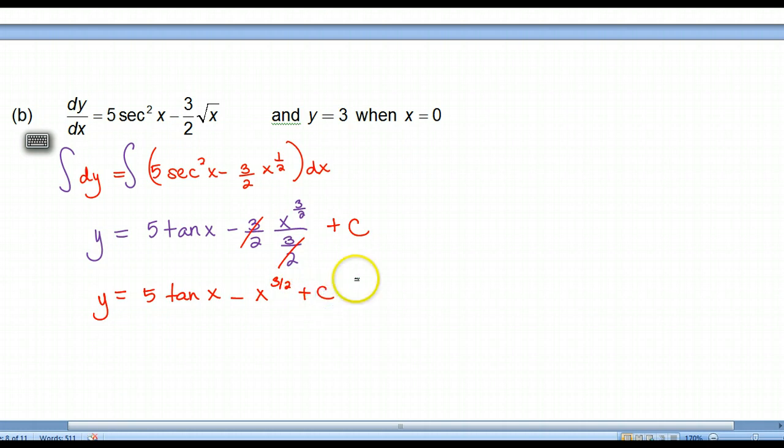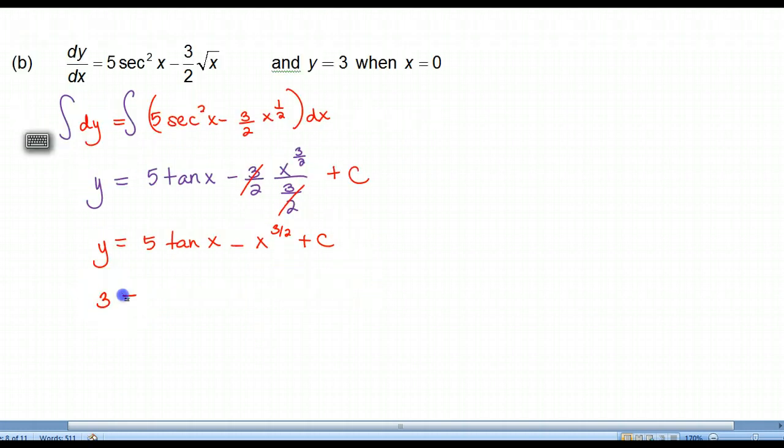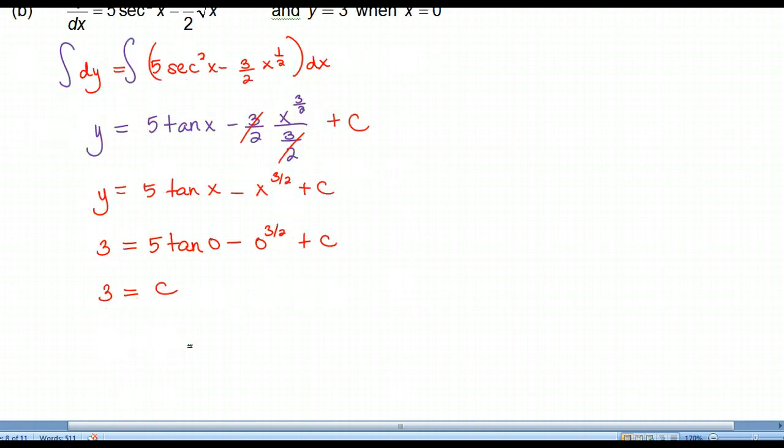Let's see. So now I'm going to plug in y equals 3 when x equals 0. Well, what's tangent of 0? 0 to the 3 halves. So c is 3. So now plug it back in. So it's y equals 5 tangent x minus x to the 3 halves plus c, or plus 3.